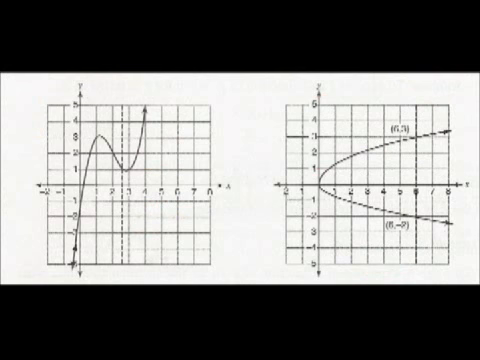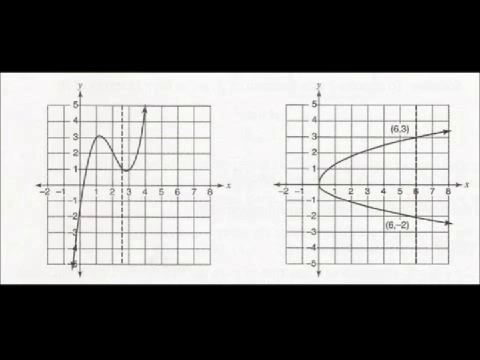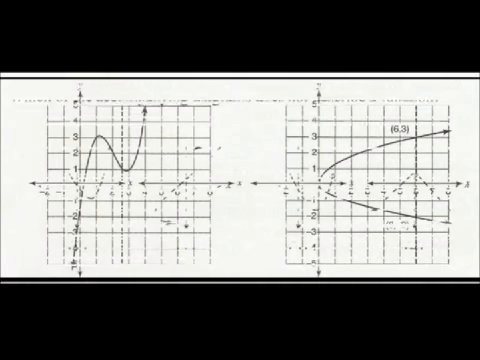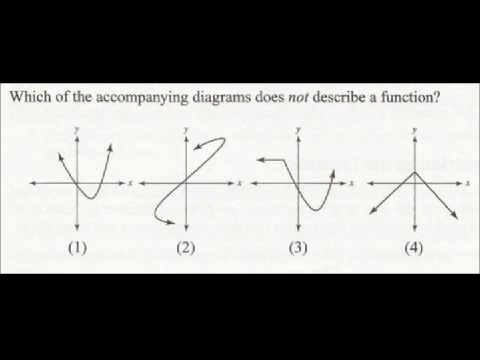In problems where you're given a graph, these are going to be the easiest of all. We're going to use what's called the vertical line test. You notice on the left, every vertical line straight up and down you draw only hits the graph once. But on the right, you can draw lots of vertical lines and they hit the graph twice. So let's try to apply this to several examples.